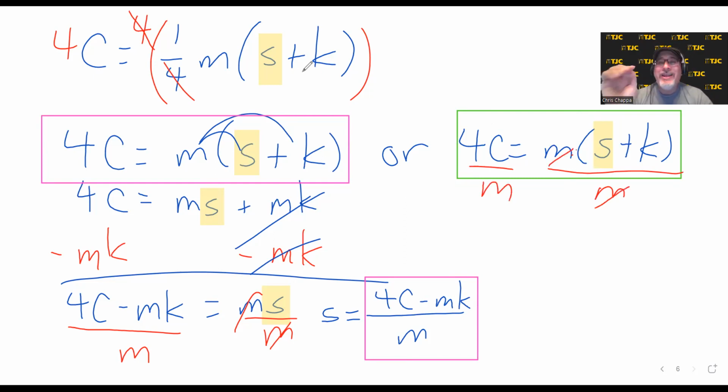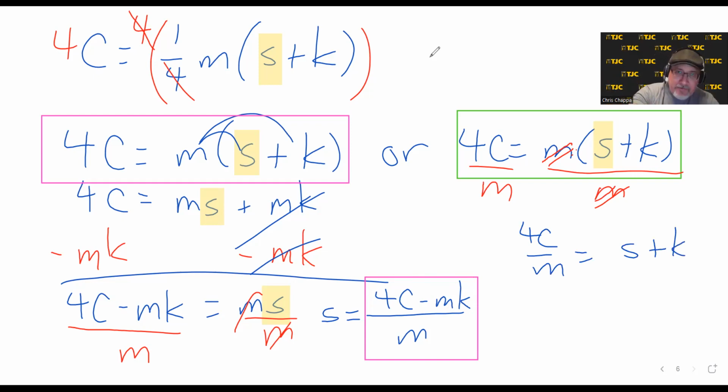Now, the M on top of this one is cancelable because in the green box on the right side of the equal sign, it says M times something. That means that the M is embedded inside of a multiplication problem. This one down here was part of a multiplication problem that was embedded inside a subtraction problem, which nullified any chance of canceling. But we can cancel here, which we just did. All right, so what does that leave us? That leaves us 4C over M is equal to S plus K.